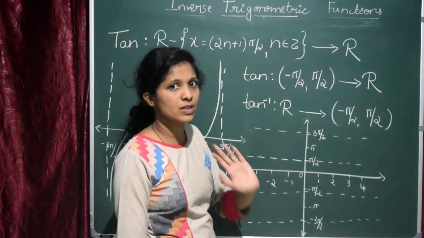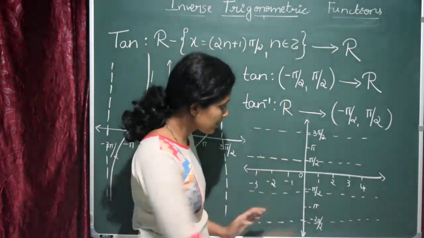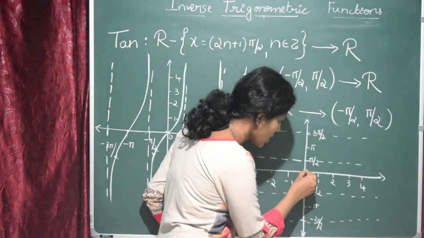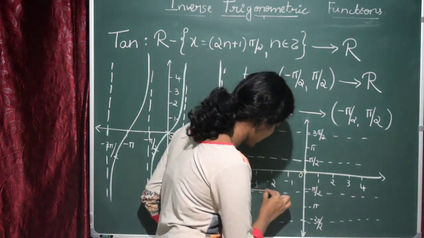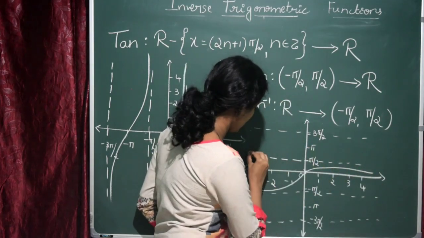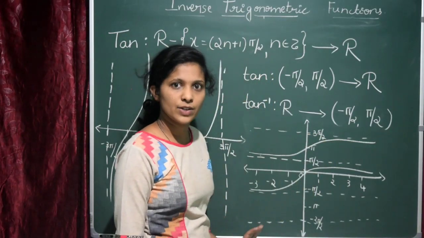But the domain and range of a function is very important. Without those, you can't solve the problems. Okay. Now we'll see this one. What is tan inverse of 0? It will be equal to 0. So the graph of this function will be like this, and here it will be like this. This is the graph of a tan inverse function.